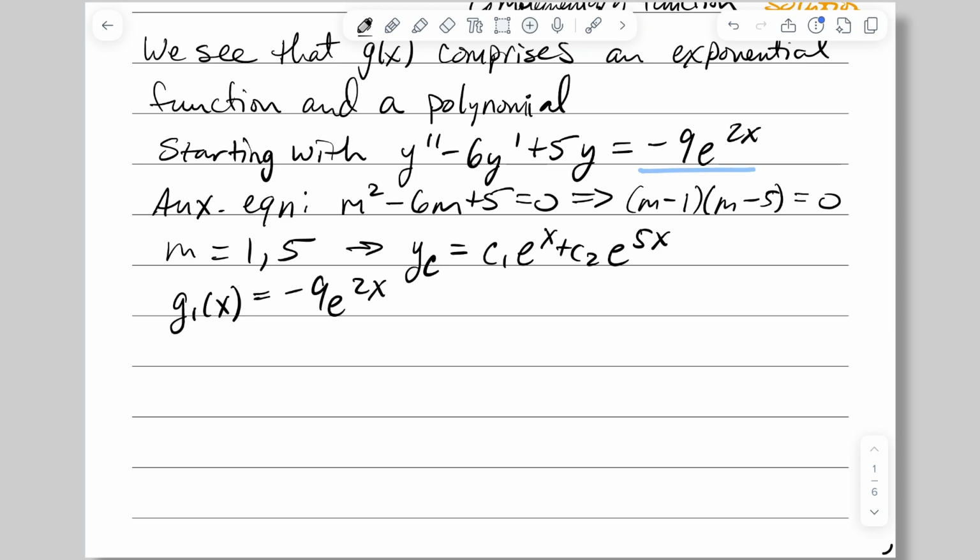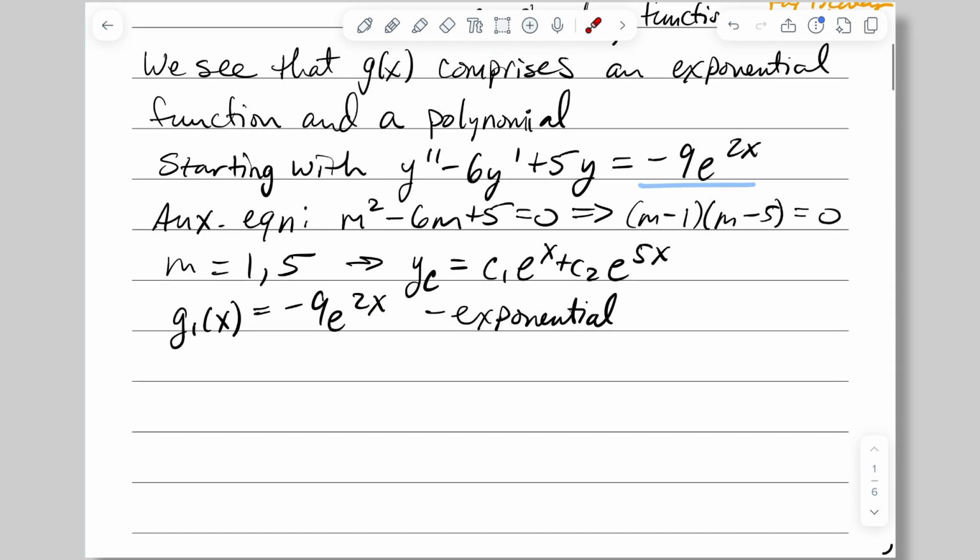And at this point, it's useful to classify this, right? This is an exponential. And it's important for us to note that this exponent is 2x for a couple of reasons. Number one, we want to make sure that this e to the 2x doesn't match exactly any of the functions that we have in the complementary function. That is, we have e to the x and e to the 5x. Neither of those exponents matches e to the 2x, and so we're basically cleared to move on. If they did match, well, we'll deal with that later.